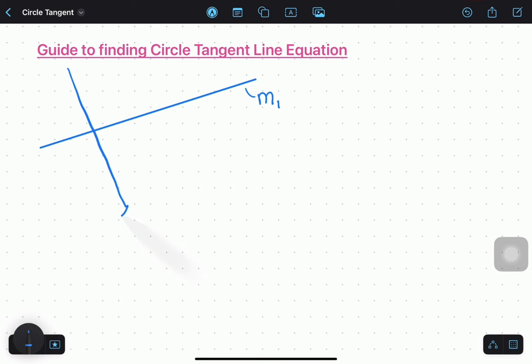Now, if you happen to have a line with a gradient m, say m1, and there's another line tangent to it called m tangent, you know that m1 times m tangent will always be -1.